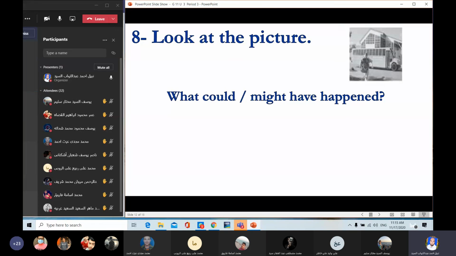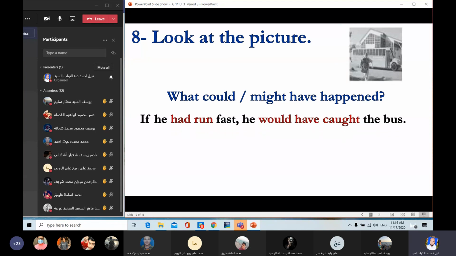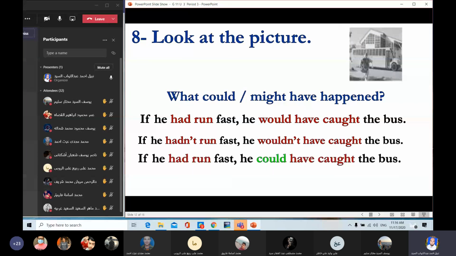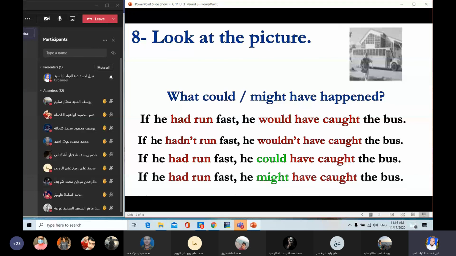You see him running to catch the bus. Imagine what could have happened. If he had left early, he would have caught the bus, or if he had run fast, he would have caught the bus. If he hadn't run fast, he wouldn't have caught the bus, or he would have missed the bus. Make sentences using what? If. Example: if he had run fast, he would have caught the bus. If he hadn't run fast, he wouldn't have caught the bus. If he had run fast, he could have caught the bus. Good possibility. If he had run fast, he might have caught the bus.